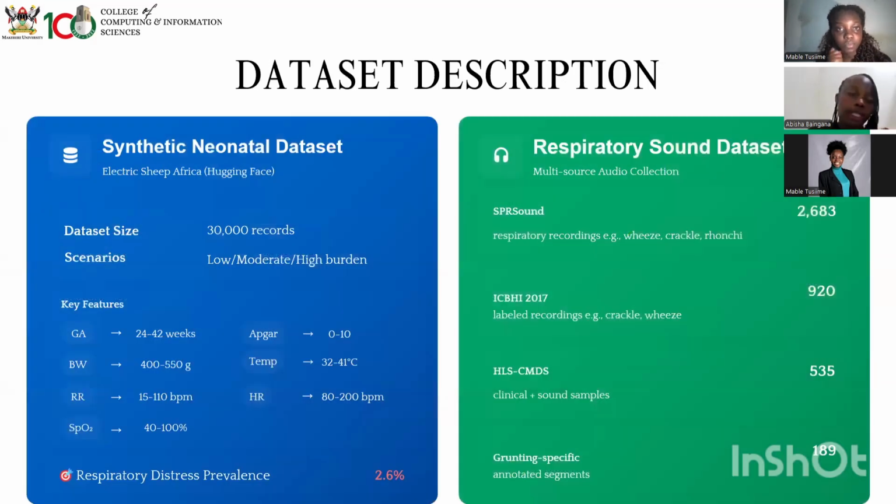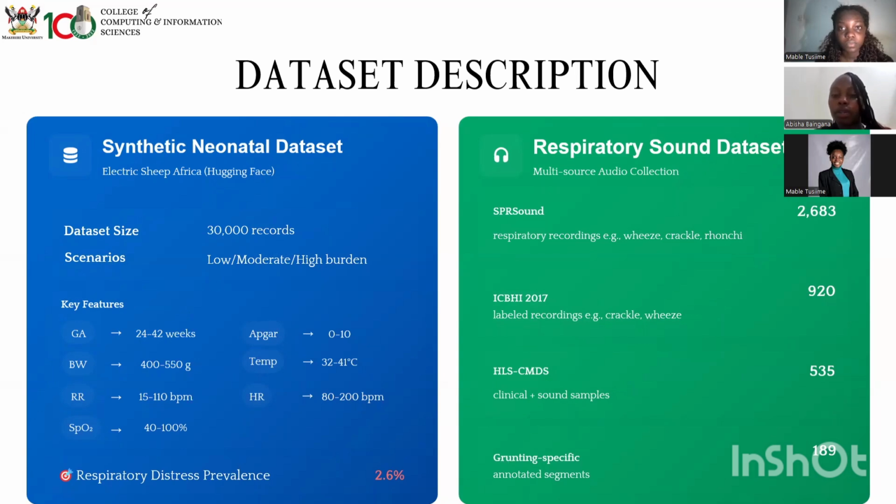Then for the datasets that we are using, we have a synthetic neonatal dataset, which is going to provide us with the clinical data. That synthetic dataset has about 30,000 records with scenarios ranging from low, moderate, and high burden, with key features such as the Apgar, temperature, respiratory rate, and birth weight. And here the respiratory distress prevalence is actually just 2.6%, 2.6% out of all the 30,000 records that we have.